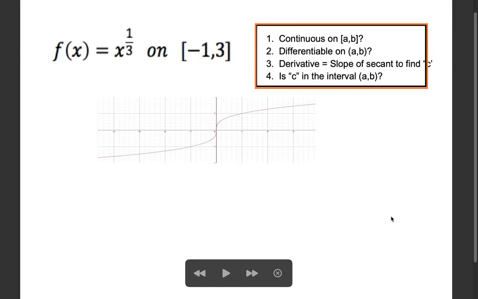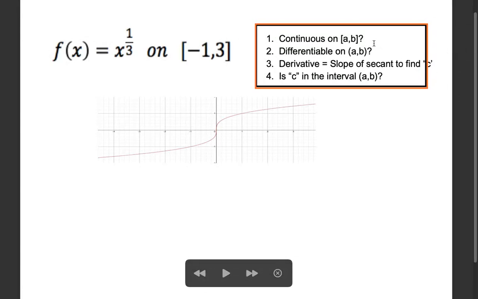Okay, here's another one. This time we have f(x) equals x to the power of 1/3. And we're going to look at this on the closed interval between -1 and 3. I threw this into Desmos just so that we can have a little visual of what's going on here. So this is what the function looks like. And we're looking at from -1, which is right here, to 3, which is over here.